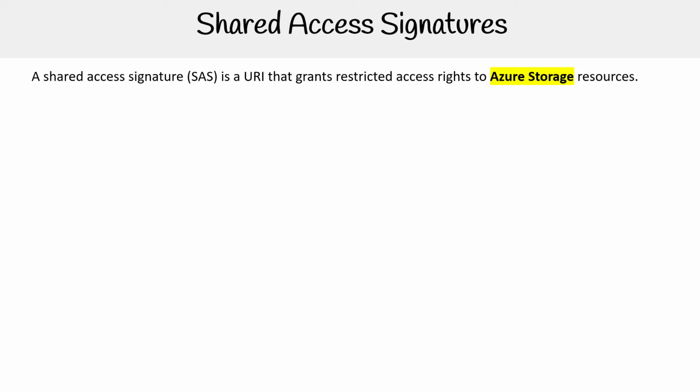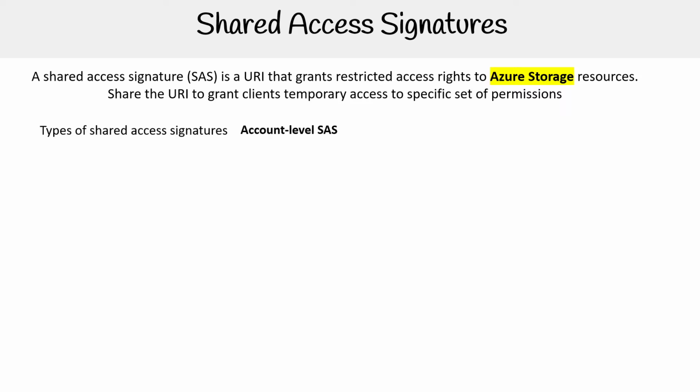So, SAS is a URL that grants restricted access rights to Azure storage. You can share the URI to grant clients temporary access to a specific set of permissions. So, you have a few different types of shared access signatures.